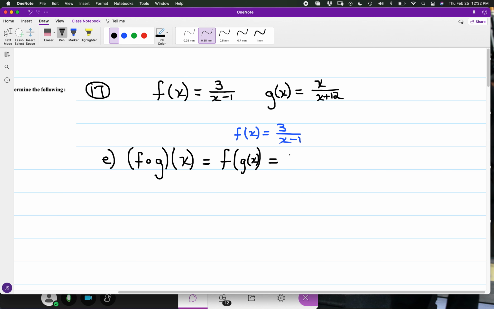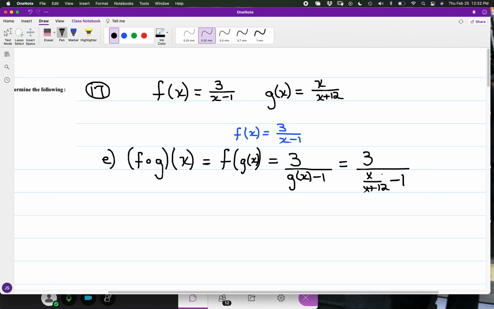So right now we have 3 over g of x minus 1. The input function is going to be a fraction, and once I specify what g of x is, we have 3 over the input minus 1, translating what I have for g of x: the variable expression x all over x plus 12, minus 1. So here I have a bit of a complex fraction.